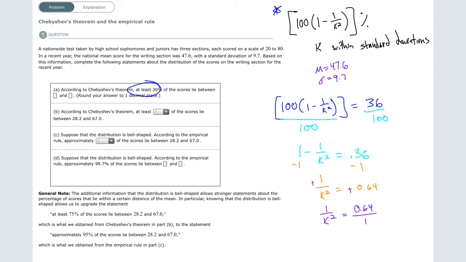To do it step by step, you would do 1 times 1, which is 1, and then on the other side, 0.64 times K squared. Now to get the K squared completely by itself, and I see why you're having trouble with this in the algebra part, you end up with K squared equals 1 over 0.64.